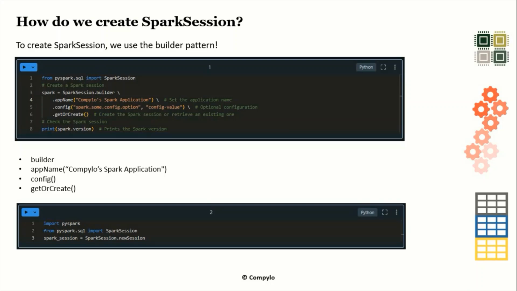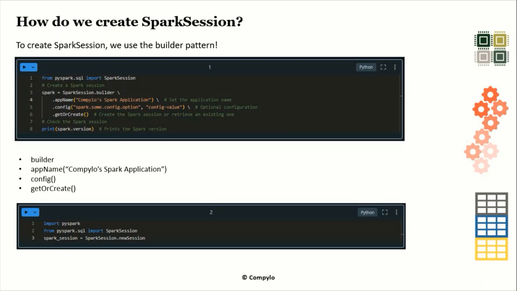You can see on the screen, the first screenshot shows how to create a SparkSession, which has a builder pattern from line number 3 onwards. At first we are importing SparkSession, and then we are specifying the app name, then we are setting the config, and then we are using the getOrCreate method.